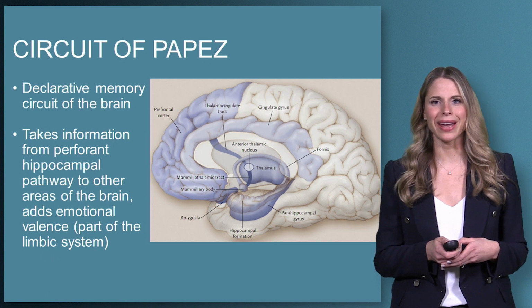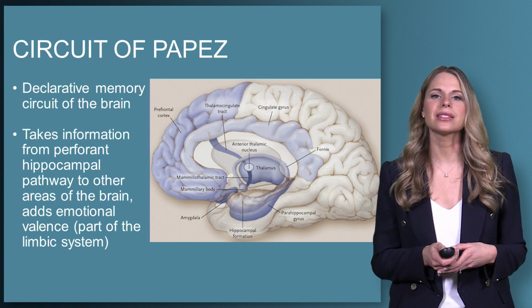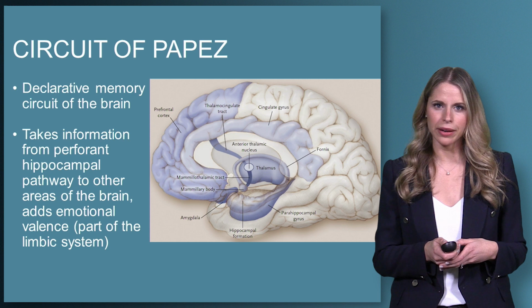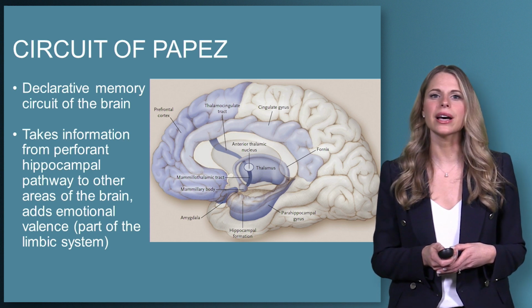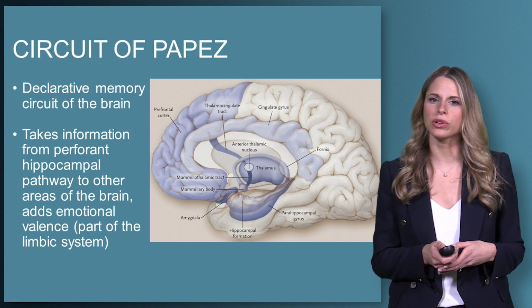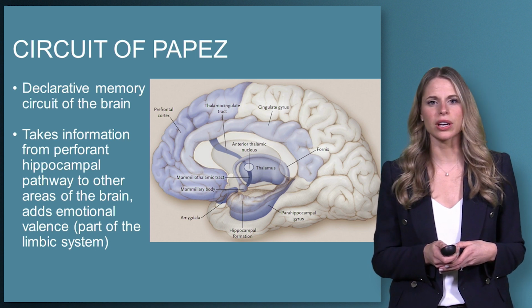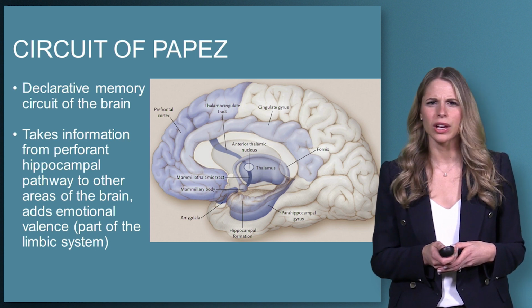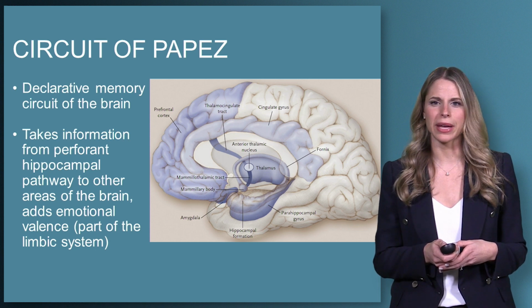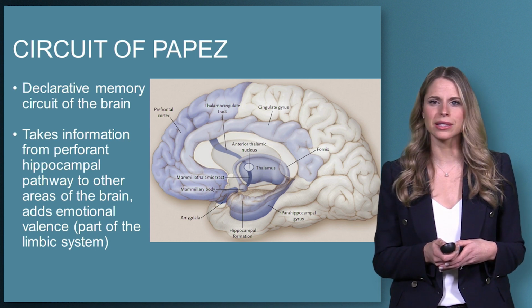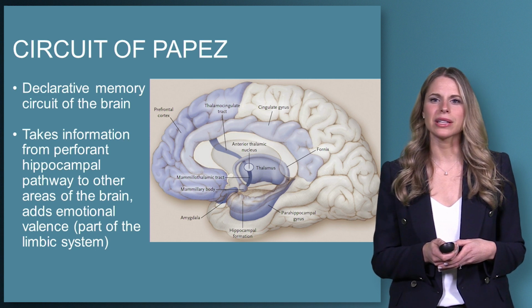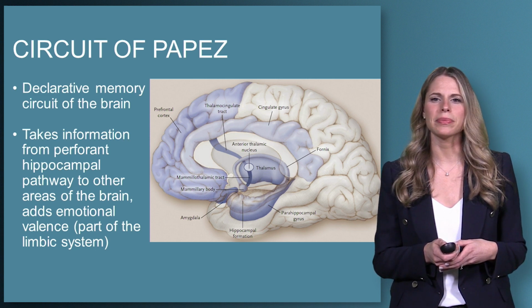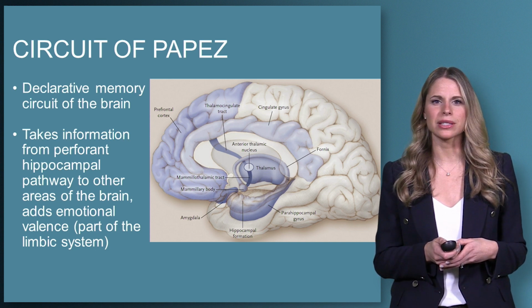The circuit of Papez, or Papez as some people call it, is the declarative memory circuit of the brain. It takes information from the perforant hippocampal pathway to other areas of the brain and adds emotional valence. It's a critical portion of the limbic system. So information comes from the hippocampus and travels through the fornix into the mammillary bodies. And then from the mammillary bodies, it travels up to the anterior nucleus of the thalamus, and then out through the cingulate gyrus, and then back.